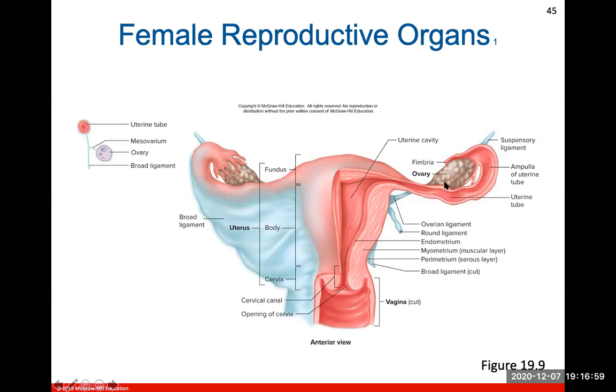fertilization will occur. If the fertilized egg doesn't reach the uterus, but instead implants in the uterine tube wall, that's called an ectopic pregnancy. And usually the baby is aborted naturally.